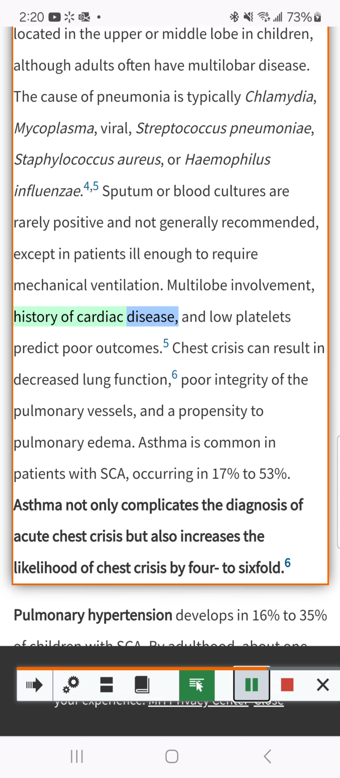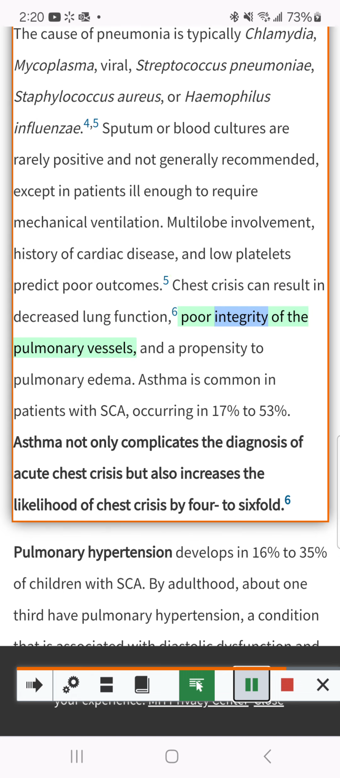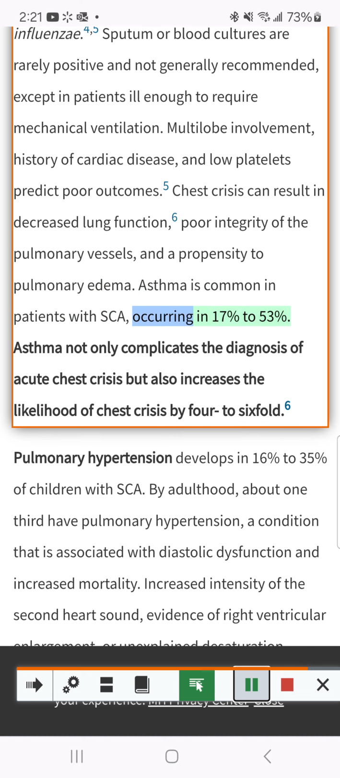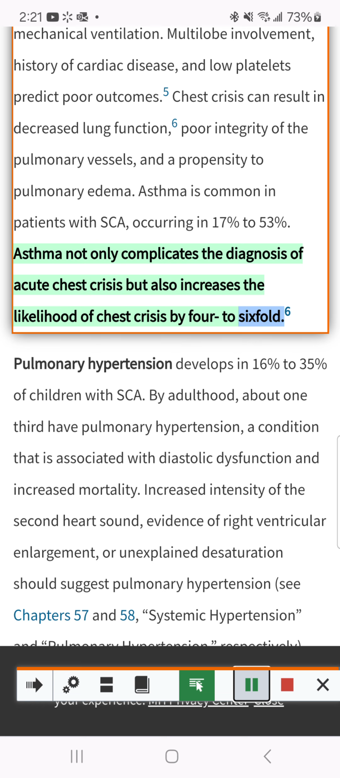Multilobe involvement, history of cardiac disease, and low platelets predict poor outcomes. Chest crisis can result in decreased lung function, poor integrity of the pulmonary vessels, and a propensity to pulmonary edema. Asthma is common in patients with SCA, occurring in 17% to 53%. Asthma not only complicates the diagnosis of acute chest crisis but also increases the likelihood of chest crisis by 4 to 6-fold.